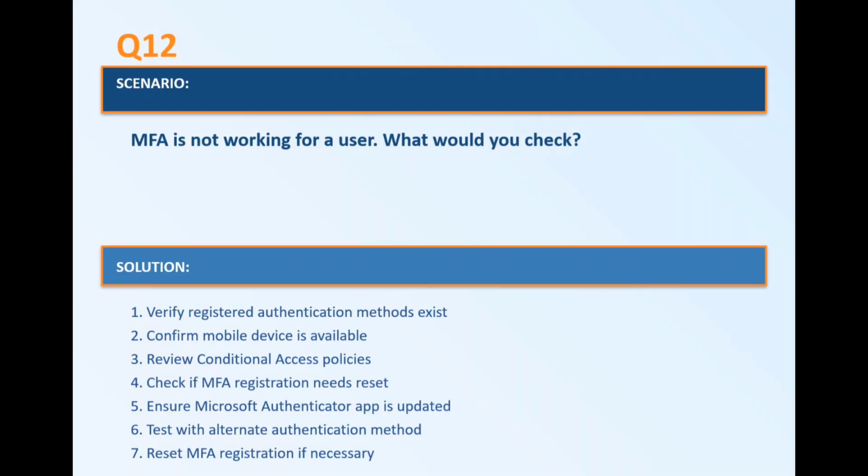Scenario 12. MFA is not working for a user. What would you check? Verify the registered authentication method. Confirm the user's mobile device is available. Review conditional access policies and reset multi-factor registration if required.